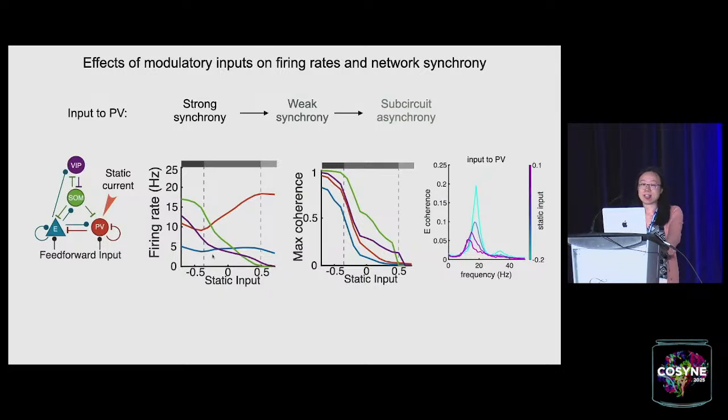So we first look at the case where we apply input to the PV neurons. We found that when PV neurons are inhibited, the network is in a strong synchrony state. And as we increase the input to the PV neurons, the network synchrony level, measured by the maximal coherence between neurons, gradually decreases. The firing rates of the E and the PV neurons show non-monotonic changes as we vary the input to PV neurons. In particular, during the weak synchrony states, the excitatory neurons' firing rate increases as we increase the drive to the PV neurons, which is because of the large reduction in inhibition from the SOM neurons.